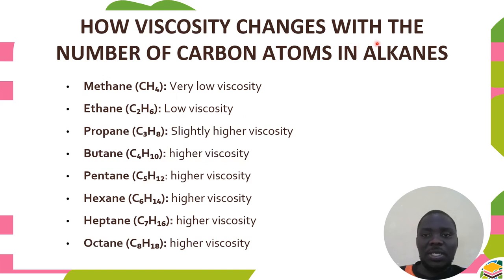So how does viscosity change with the number of carbon atoms in alkanes? We can look at the members of alkanes. We have methane here, which has very low viscosity, ethane low viscosity, propane slightly higher viscosity, but starting from butane up to the last one, that is decane, we expect to have higher viscosity. The reasons are the surface area as well as the molecular size or molecular weight of the alkanes.